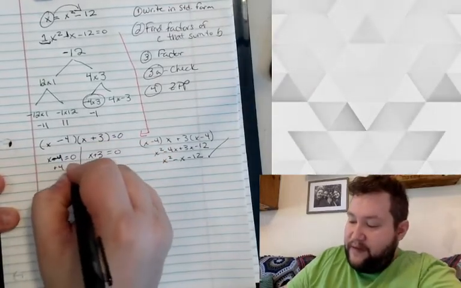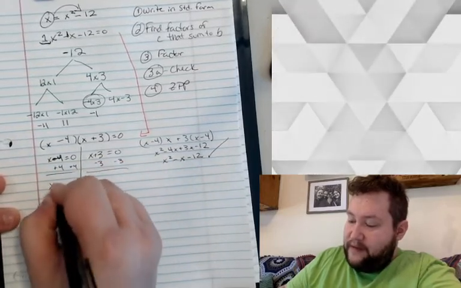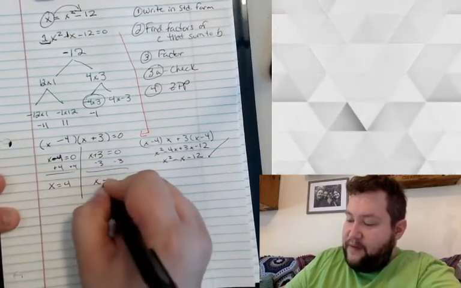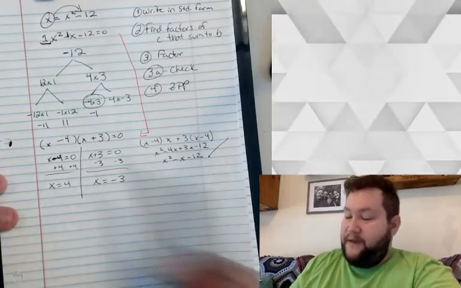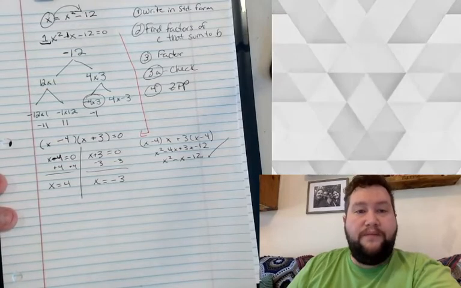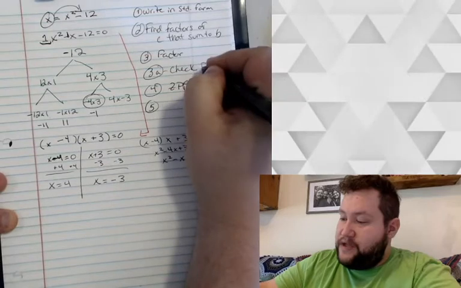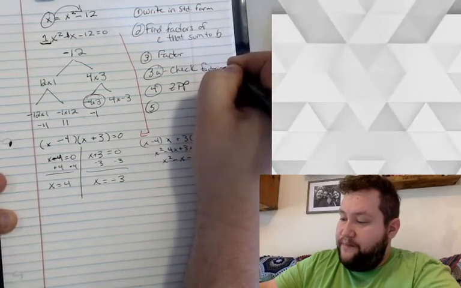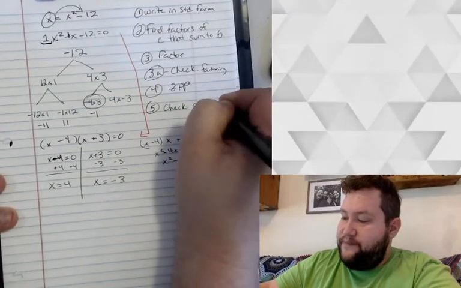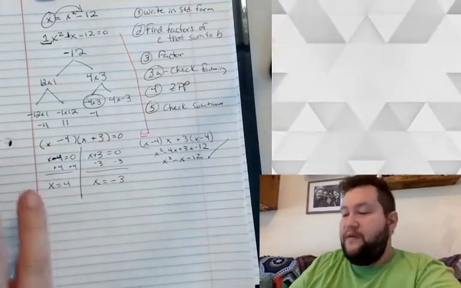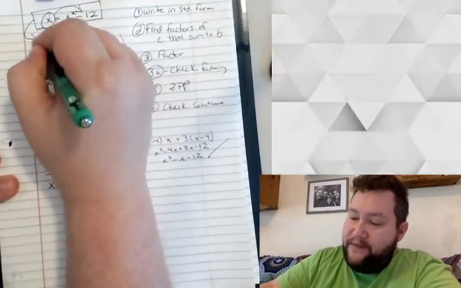Add a 4 to both sides, subtract a 3 from both sides. We have x equals 4 or x equals negative 3, because we know one or both are 0. And then, so there's check your factoring, and then check solutions. And I would say, notice that we had to rewrite this in this form.